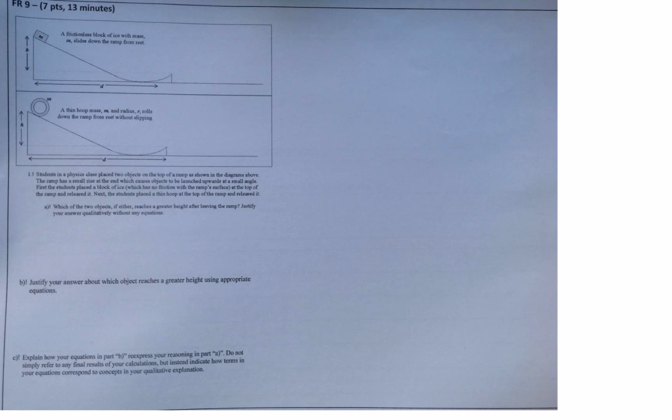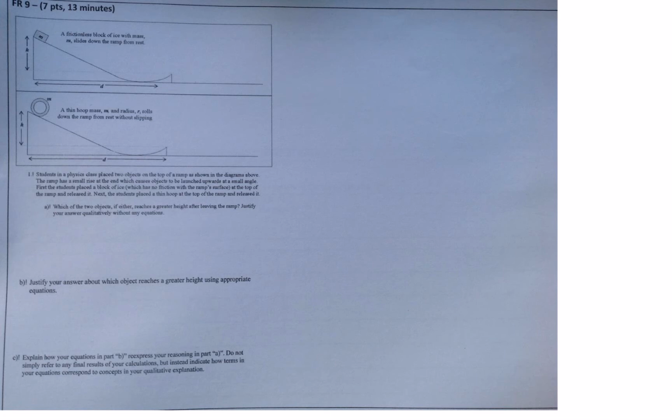So first off, as anything, read the problem, approach it, figure out what you need to do. So we have a frictionless block of ice with mass m that slides down the ramp from rest, and then a thin hoop of mass m and radius r that rolls down the ramp without slipping. You will want to notice in the diagrams that these are obviously the same height, the same distance, and the same mass.